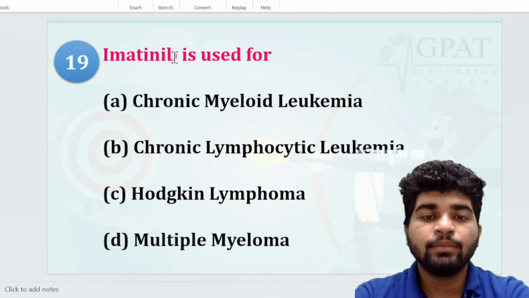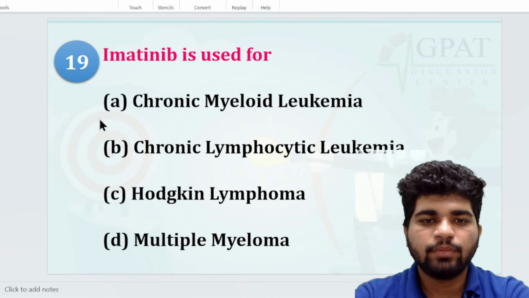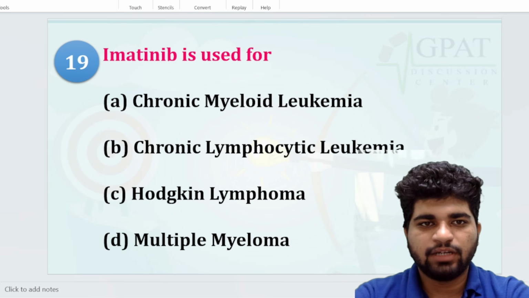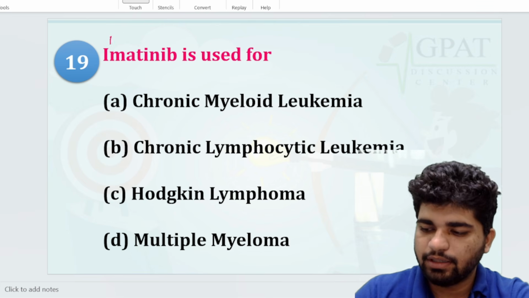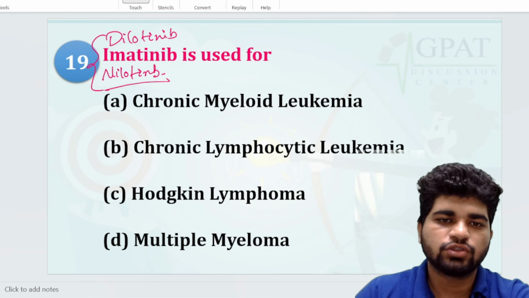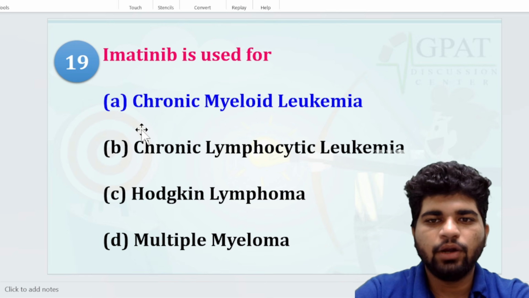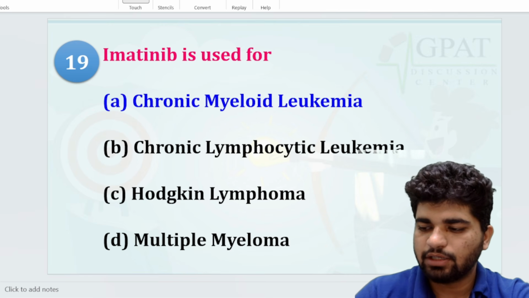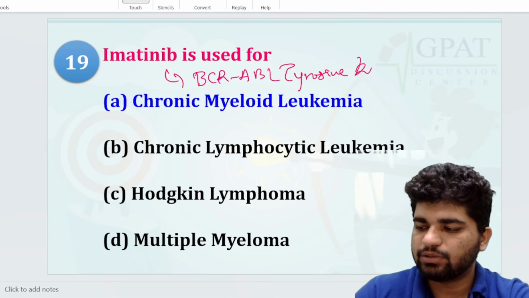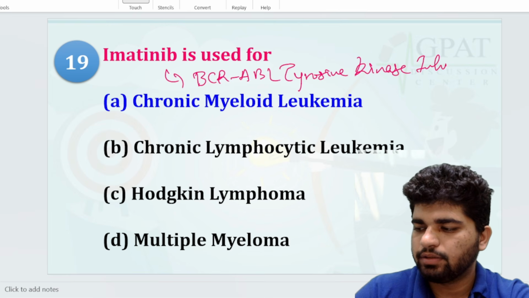Okay. Now, imatinib is useful for chronic myeloid leukemia, chronic lymphocytic leukemia, Hodgkin lymphoma, or multiple myeloma. So these are imatinib, dasatinib, as well as nilotinib. These three drugs are very much useful for chronic myeloid leukemia, and these are all BCR-ABL tyrosine kinase inhibitors.